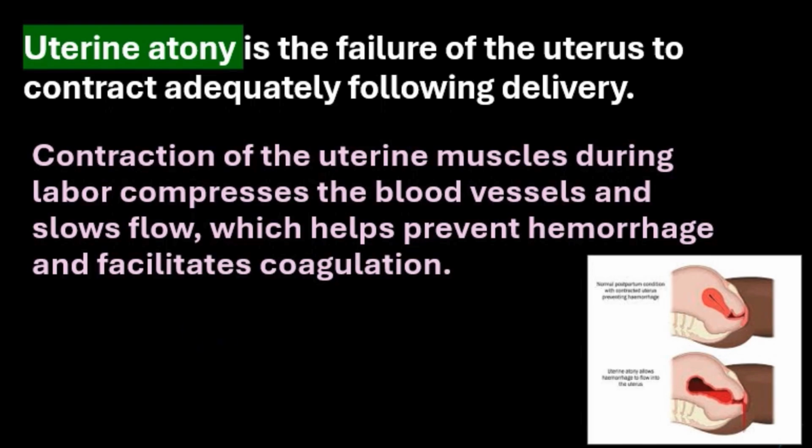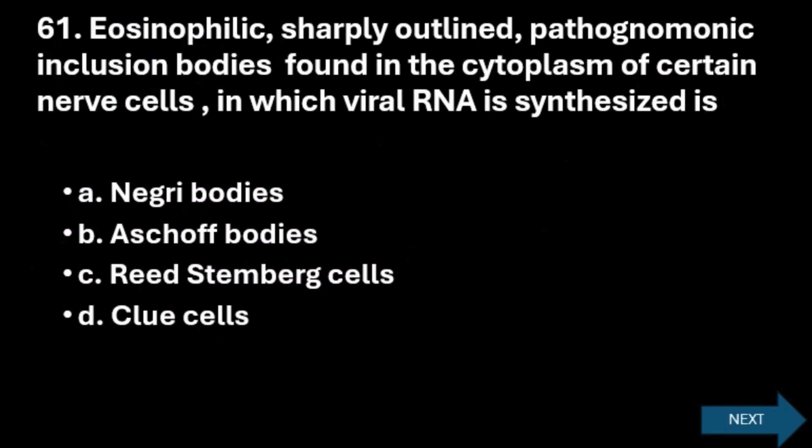Next question. Eosinophilic, sharply outlined pathognomonic inclusion bodies found in cytoplasm of certain nerve cells in which viral RNA is synthesized is option A. Negri bodies, option B. Ashok bodies, option C. Reed-Sternberg cells, option D. Clue cells. Right answer here is option A. Negri bodies.